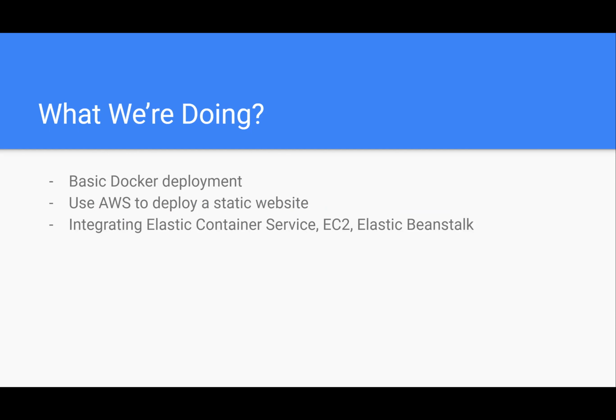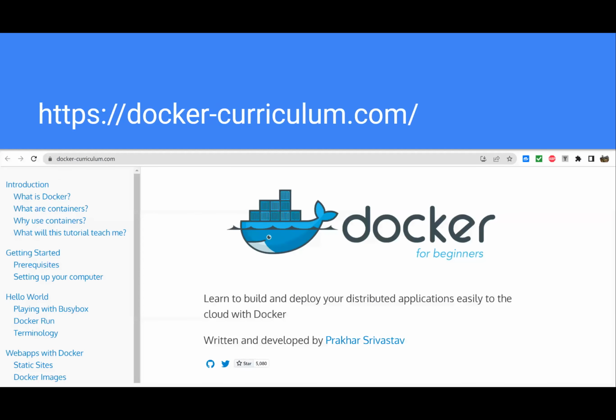The first part is basic Docker deployment, followed by using AWS to deploy a static website, and then finally integrating it with Elastic Container Service, EC2, and Beanstalk. So let's go on to the next slide real quick. This is the outline that we followed, the instructions we used to actually create this Docker. This is what we'll be referencing throughout the presentation. And now I'll pass it over to Trevor to go more in depth with this.